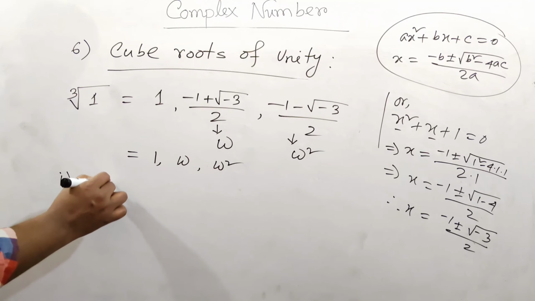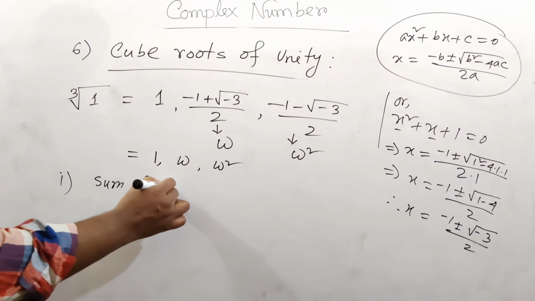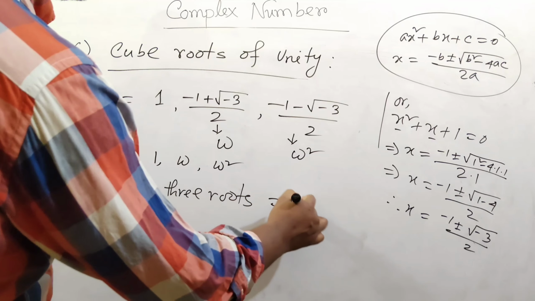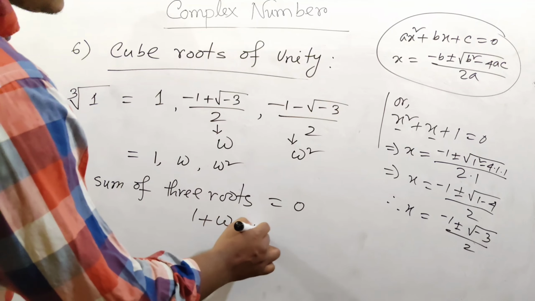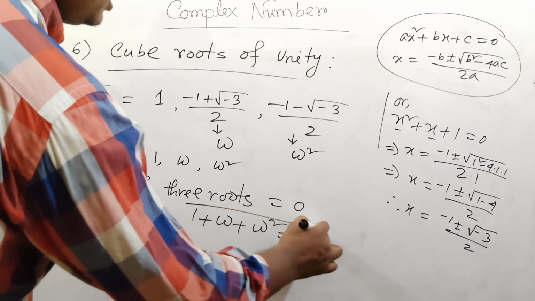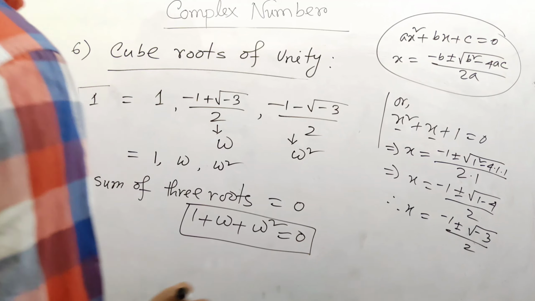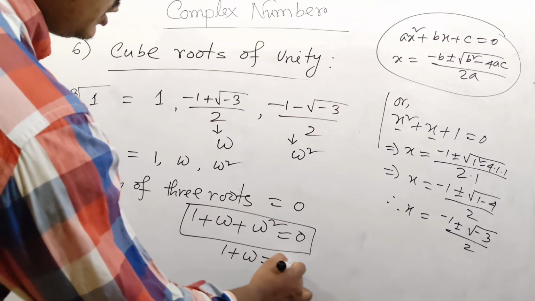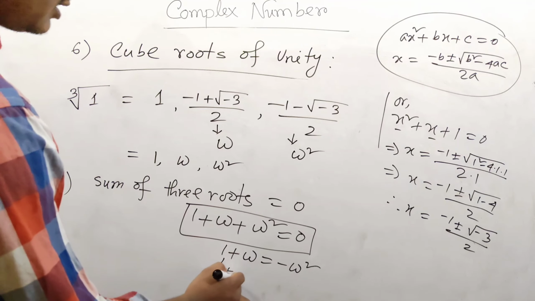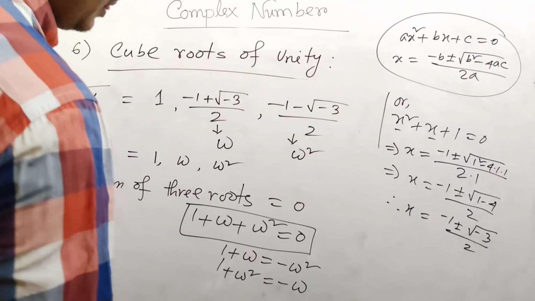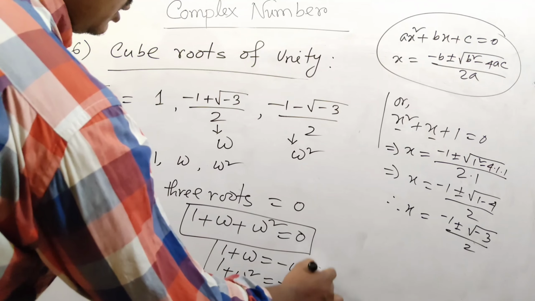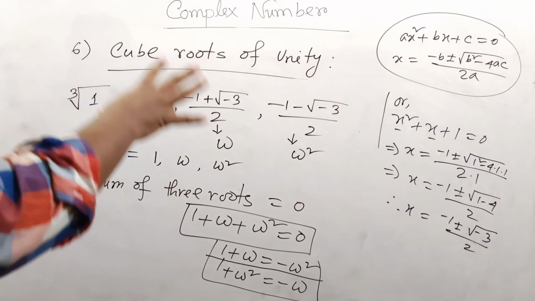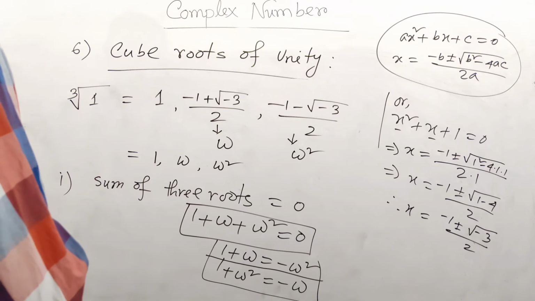Number 1, sum of 3 roots equals 0. That means 1 plus omega plus omega square equals 0. So this is one of the most important formulas in complex number. From here you can write 2 things, that is 1 plus omega equals negative omega square, or 1 plus omega square equals negative omega. This formula is also used in some cases. So this is so important. So this is one characteristic of these 3 roots.